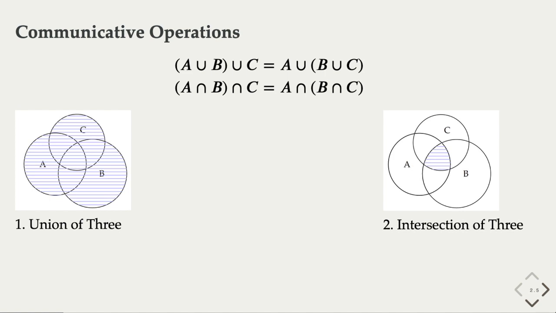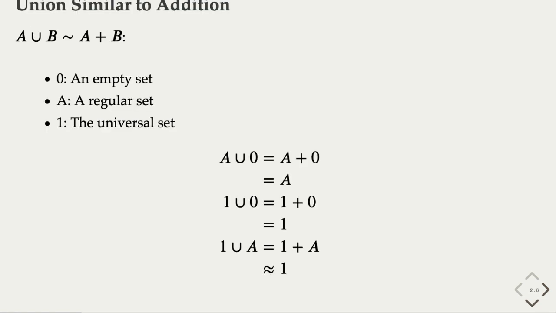As illustrated in figure 1, we can obtain the same union set, the shaded circles, regardless of which two are combined first. The same is true with intersection, as shown in figure 2. The union operation is similar to addition, whereas the intersection operation can be likened to multiplication. To demonstrate this similarity, let's look at a couple of special cases. Let 0 denote an empty set with no element at all, and 1 be the universal set containing all elements.